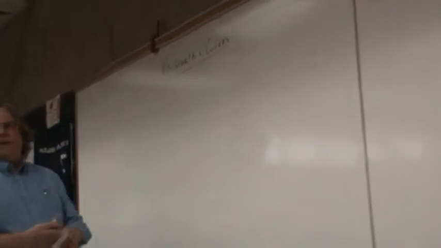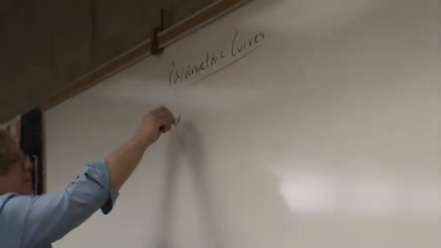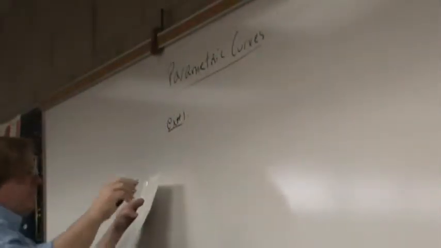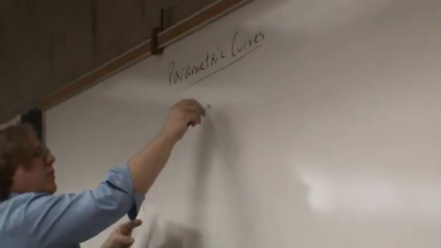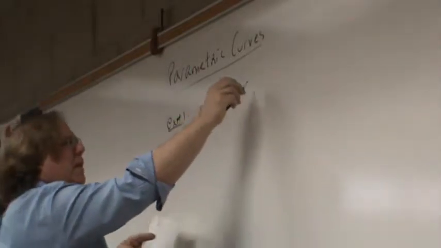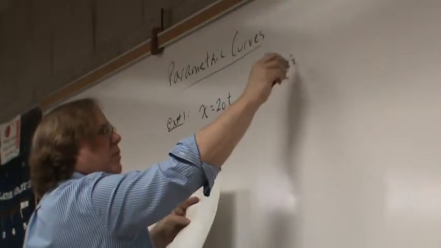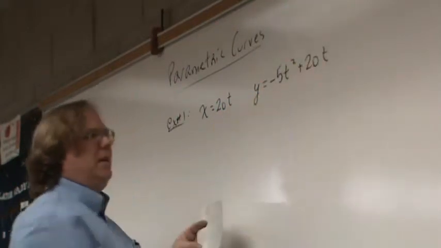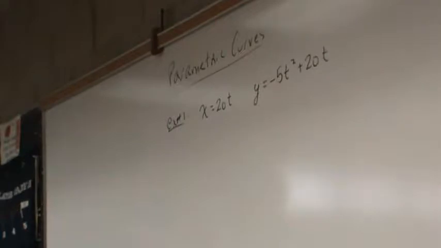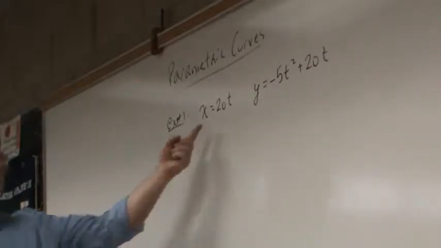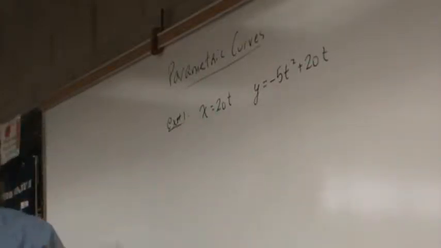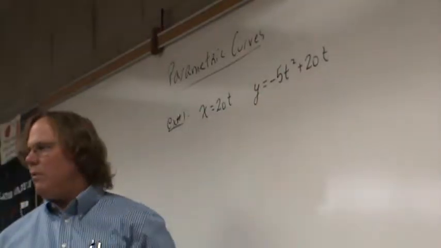Parametric curves. Here comes the first example. Example number 1. Suppose I have this parametric curve, x equals 20t and y equals negative 5t squared plus 20t. Okay, there's my example. I want to remind you that x and y are the variables, but t is the parameter.